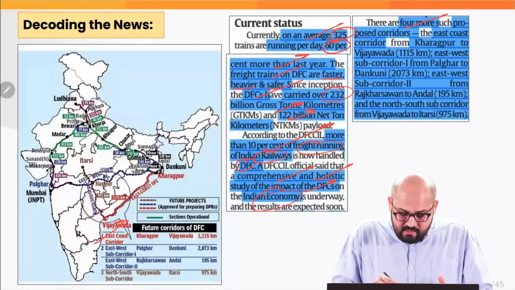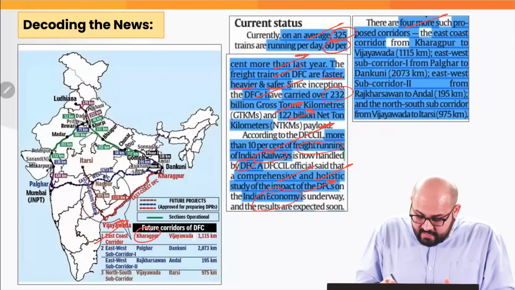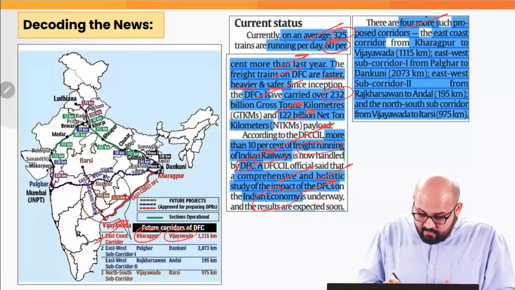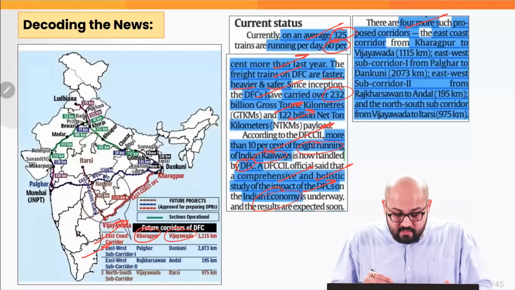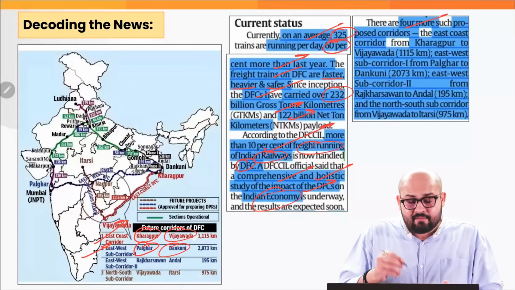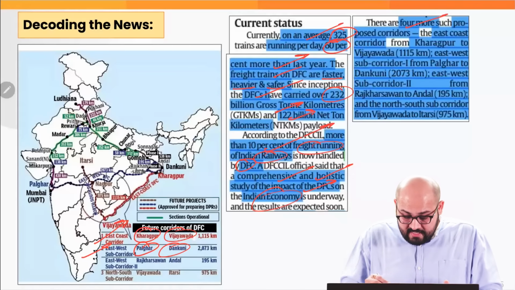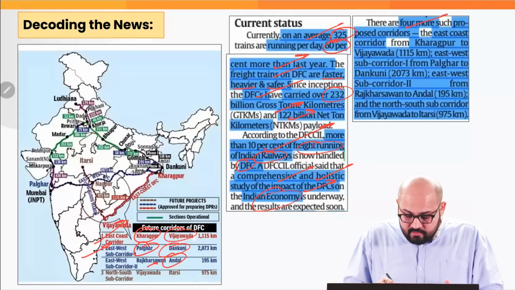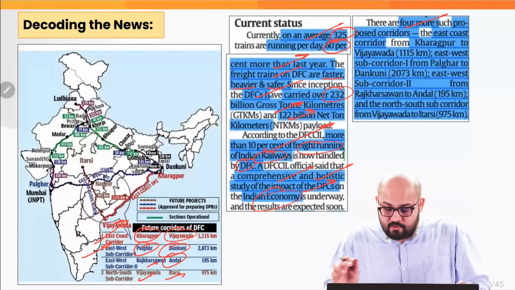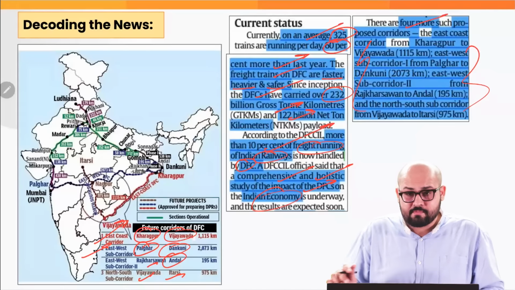The first is the East Coast Corridor, which is set to connect Kharagpur and Vijayawada. Then we have the East-West Sub-Corridor first, which is set to connect Palghar with Dankuni. Then we have the East-West Sub-Corridor second, that is Rajkharsawan and Andal. Then we have the North-South Sub-Corridor, that is Vijayawada and Itarsi, right? So you need to just remember the information provided here.